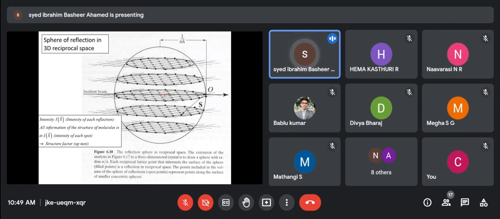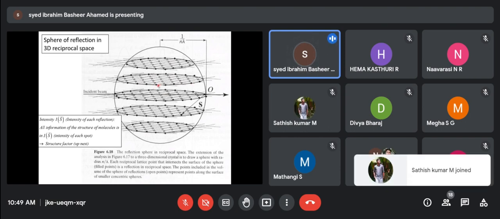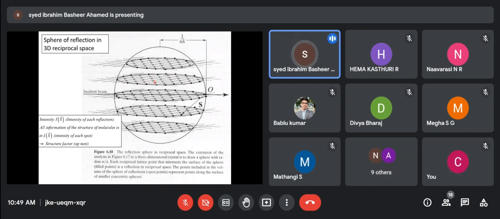Now if you rotate the crystal, whatever reflections were already recorded, the position will be moving. So these inner reflections will fall into the sphere of reflection. That makes it possible to record all the reciprocal lattice points.